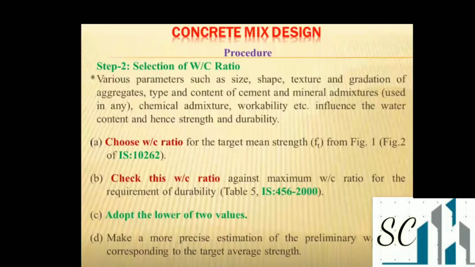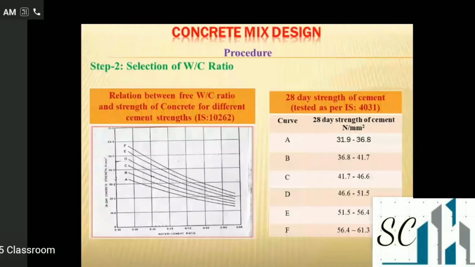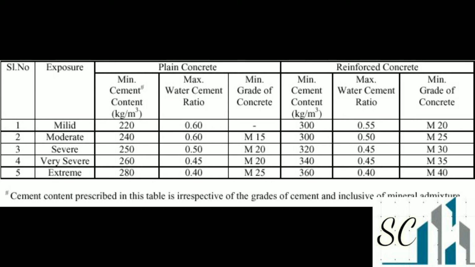Water cement ratio is found against the target mean strength Ft and also against the maximum requirement of durability. And in this, adopt the lower of two values. Water cement ratio against target mean strength Ft is found from the IS code 10262. In this, there is a graph showing on the y-axis the 28-day concrete strength, that is Ft, and there are different curves named as A, B, C, D, E, and F. These curves are of 28-day strength of cement, and depending upon the Ft and the strength of the cement, we will be able to find water cement ratio from this graph.